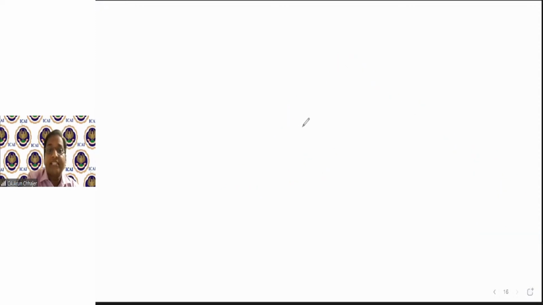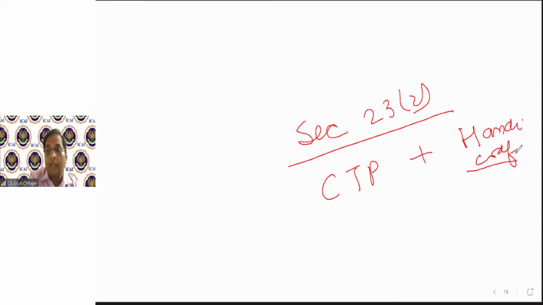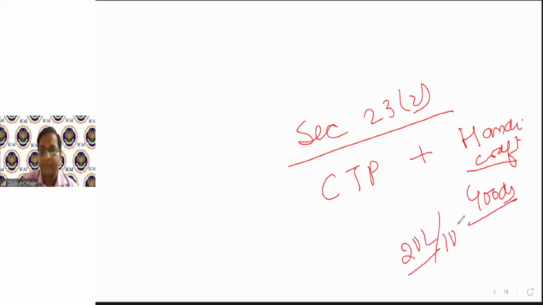अब यहां पर भी सेक्शन 23(2) का नोटिफिकेशन आपको रीड करना पड़ेगा. मैं शॉर्ट में बता रहा हूं, वी विल डिस्कस इन डिटेल. If casual taxable person is making the supply of handicraft goods, then not required to take registration till 20 lakh, 10 lakh, whatever the case may be.